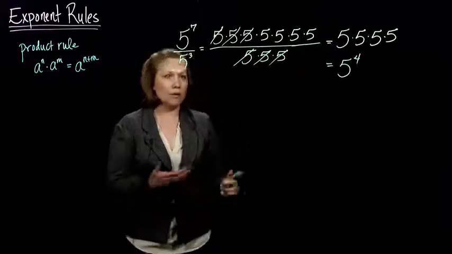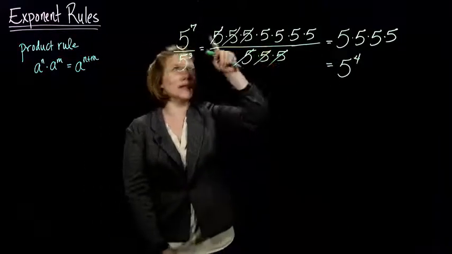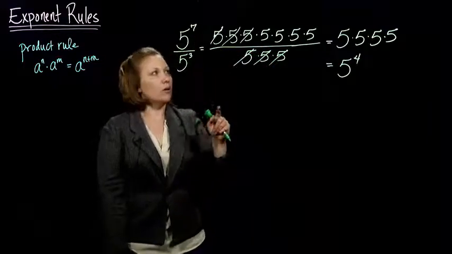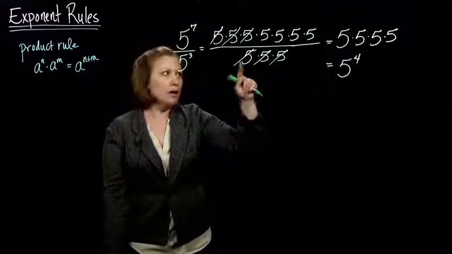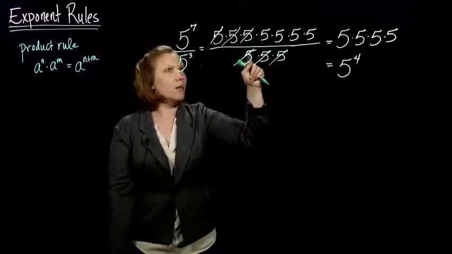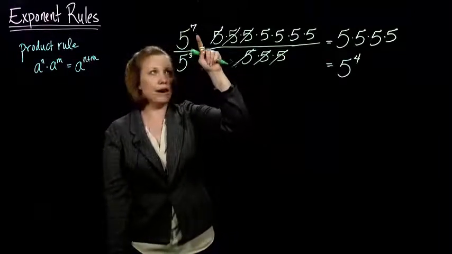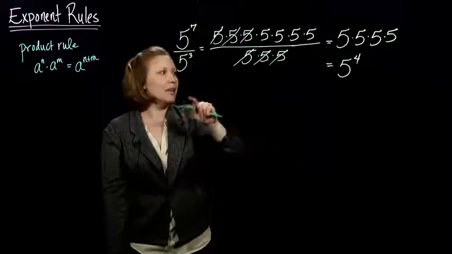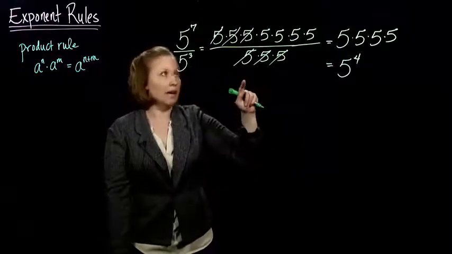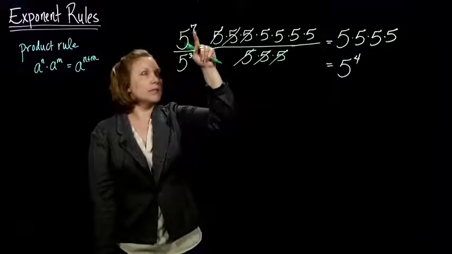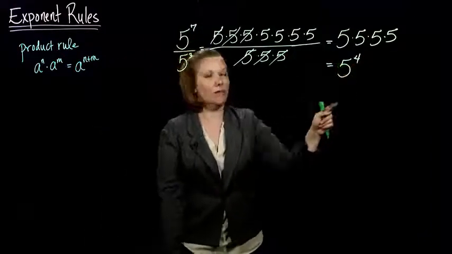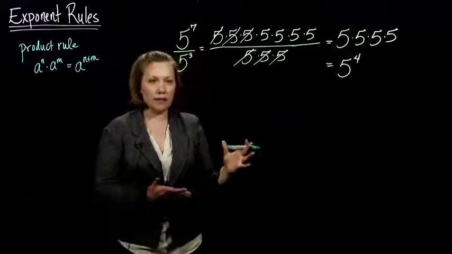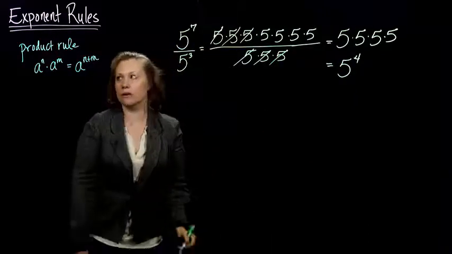Well, what happened? How is 4 related to 7 and 3? Well, we've got 7 5s on top and 3 5s on the bottom. So when we cancel out, we take away 3 of the 5s from the top, right? And all the ones from the bottom go away. So what we really did was take 7 and take away 3 to get our 4. And this is exactly what the quotient rule for exponents says.